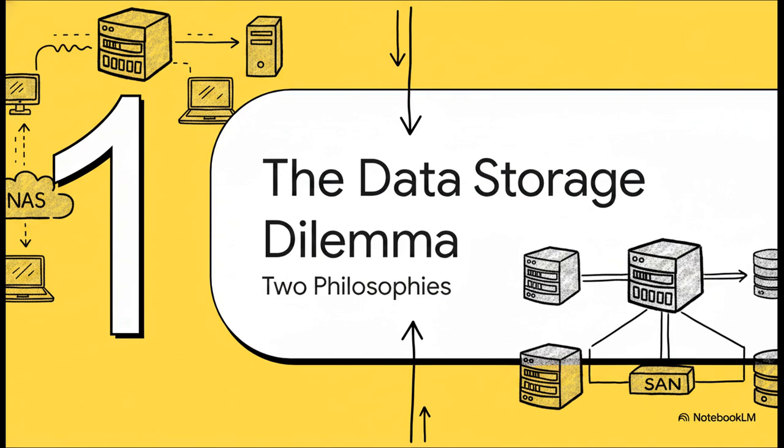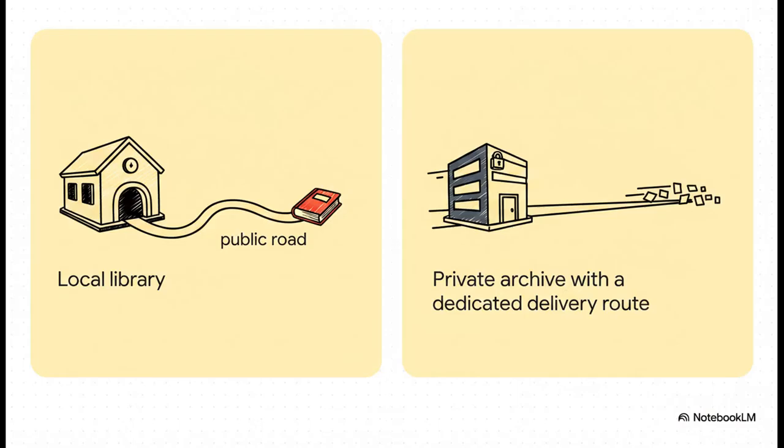So it turns out there are two fundamental philosophies for solving this whole data storage puzzle. On one side, you've got NAS, which stands for Network Attached Storage. And on the other, you have SAN, the Storage Area Network. Now, they both store your data, sure, but they approach the job from completely different angles. Let's break this down with an analogy that makes it super simple.